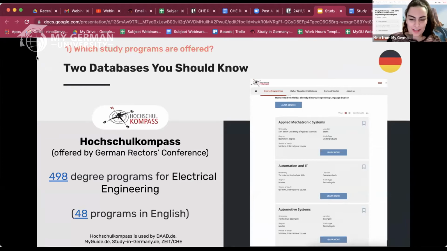But before that, I would like to remind you of several options of study finders or databases which are available. First is Hochschulkompass, which is offered by the German Rectors' Conference. And these are for the ones mainly who are searching for programs in German language. If you use this database, then you can see 498 degree programs for electrical engineering, and only 48 programs are in English.